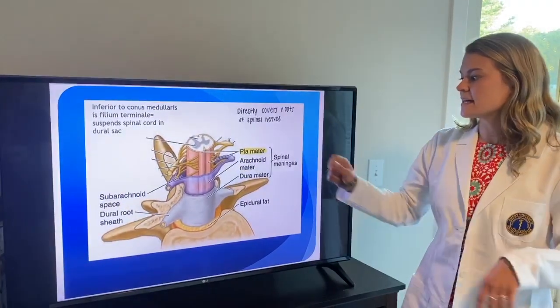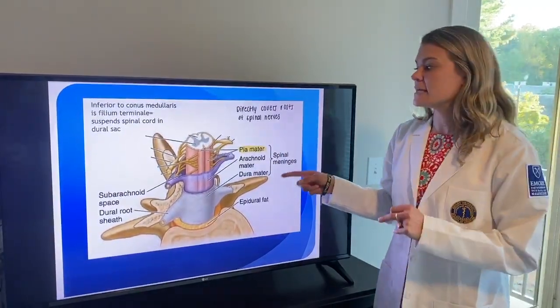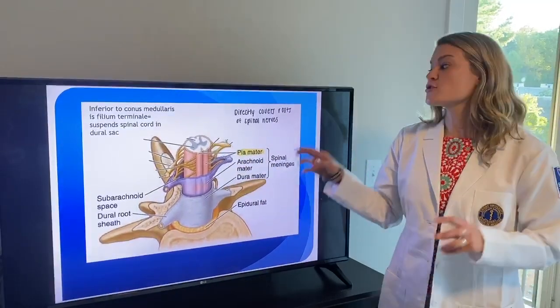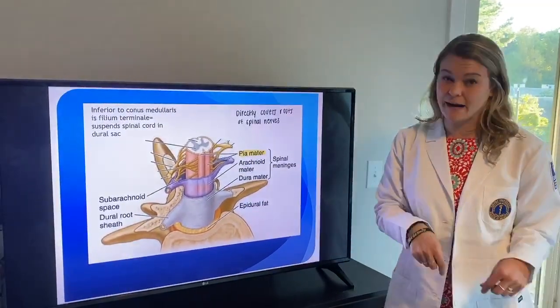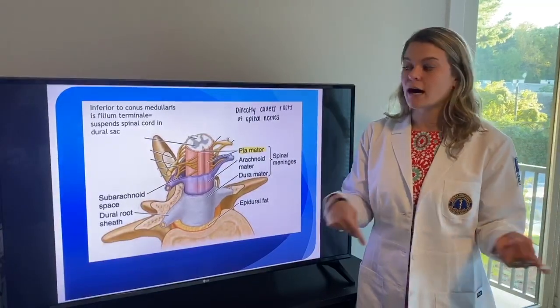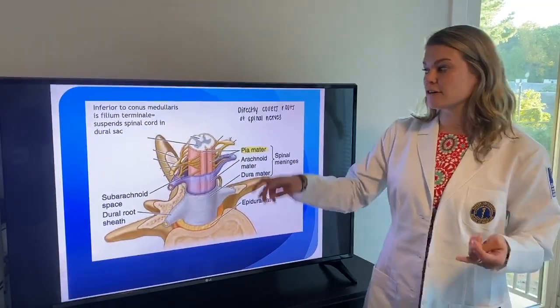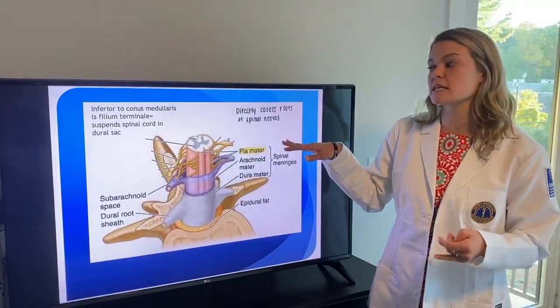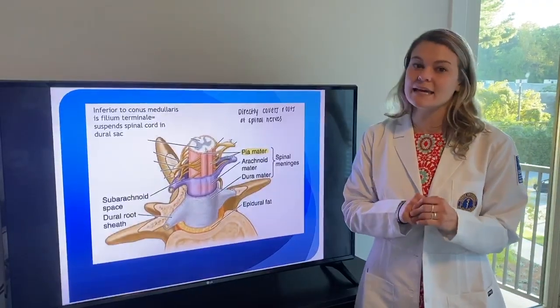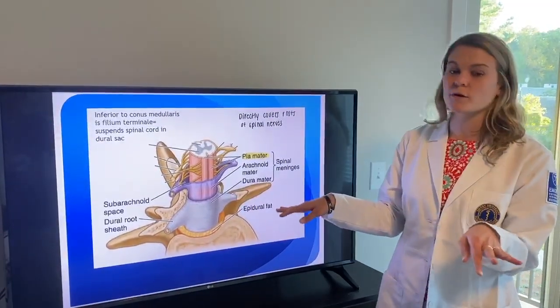And next, lastly, is the pia mater, which is the innermost membrane, and this directly covers the roots of the spinal nerves. And we talked about earlier, inferior to the conus medullaris is the filum terminale, and this is what suspends the spinal cord in the dural sac.